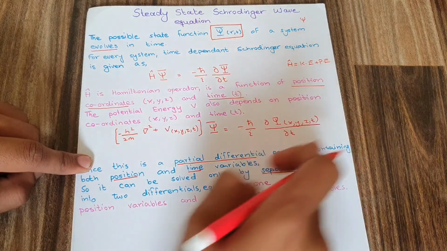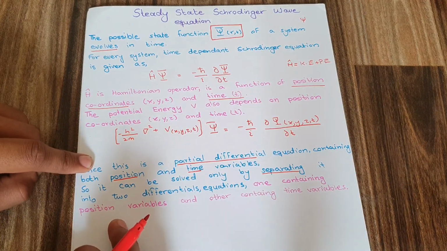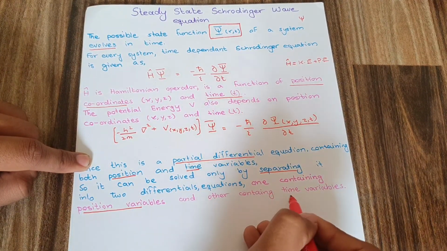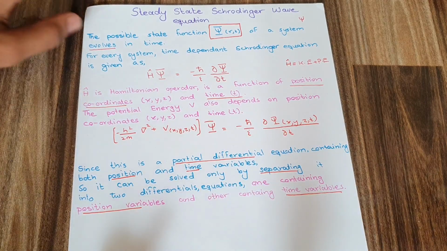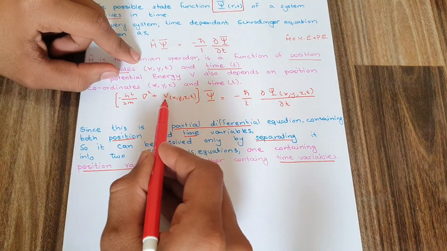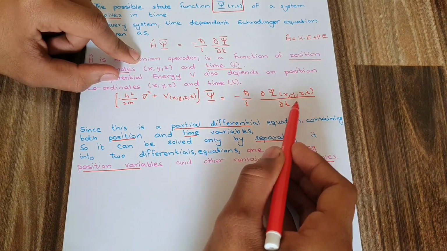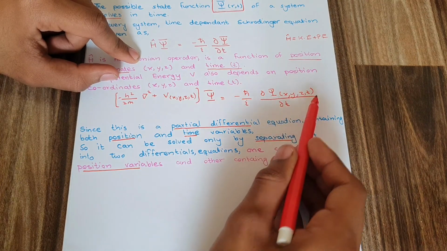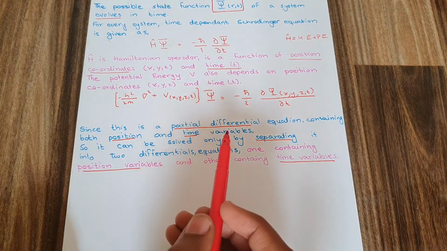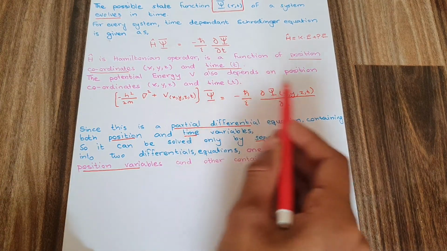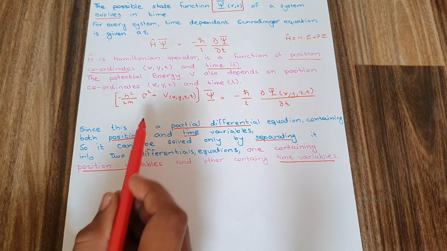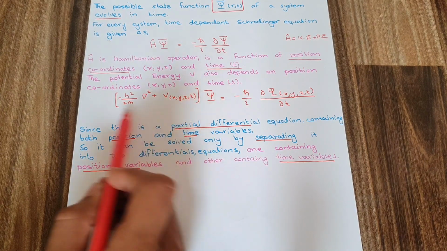We need to separate this whole equation into two differential equations, in which one equation will contain only position variables and the other equation will contain only the time variable. So how can we do this? First of all, on the left hand side we have potential energy with x, y, z and time coordinates, and on the right hand side we have psi with x, y, z and time coordinates. So what we need to do is cancel out the position variables on the right hand side of the equation. We need to cancel out the psi x, y, z on the right hand side, and we need to cancel out the time coordinate t on the left hand side of the equation.